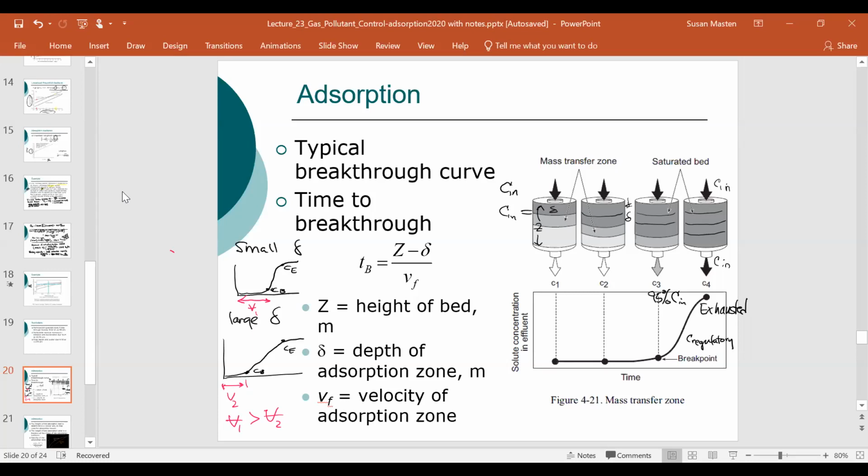Activated carbon, in some cases can be inexpensive, but in other cases, depending on the contaminant that you're removing, can be quite expensive.